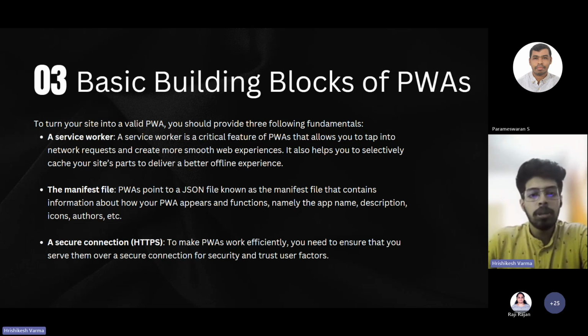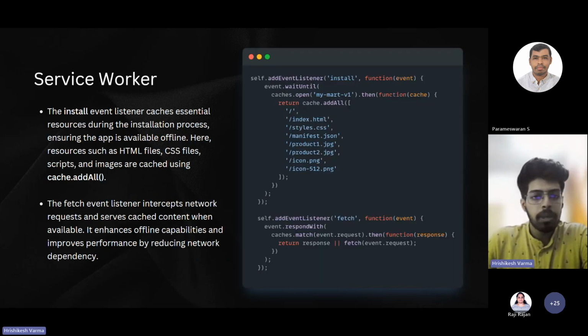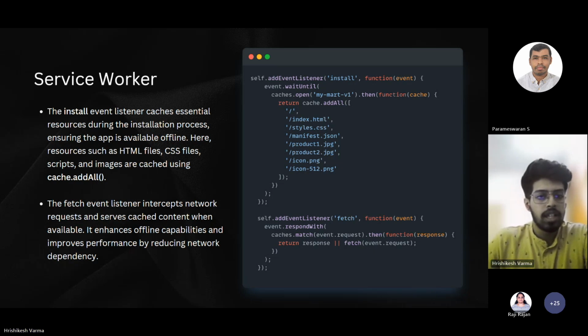Next, I will be giving you some more explanation on these fundamental items of PWAs. So let's get into the service worker. This is the code snippet I have provided for the service worker. Here you can see that there are two major functions happening. One is we are installing the content as a cache, and then we are fetching this cache when we require it. So basically, the install event listener caches essential resources during the installation process, ensuring the app is available offline.